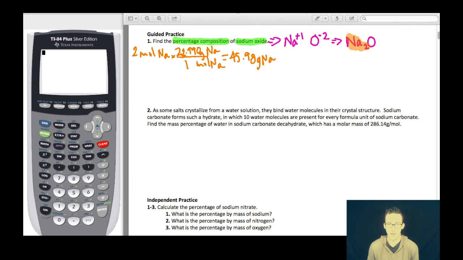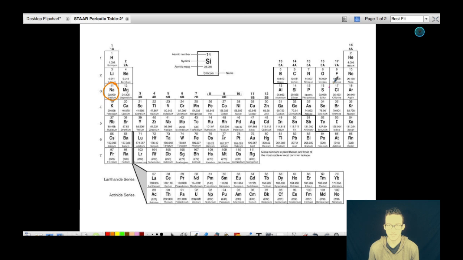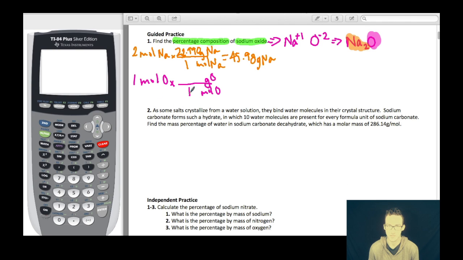If I do the same thing with my oxygen, I find that I have 1 mole of oxygen and that 1 mole of oxygen is going to have a molar mass of 15.999 grams. Therefore, 15.999 grams of oxygen in this 1 mole of sodium oxide.